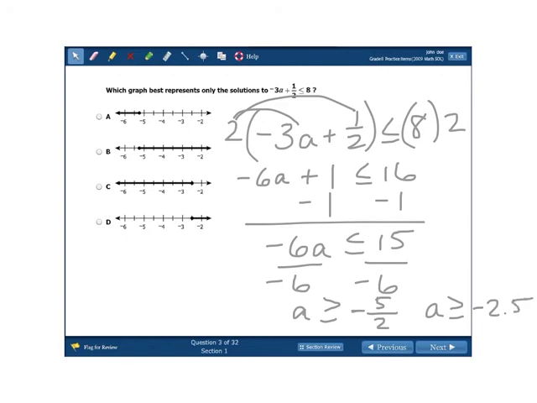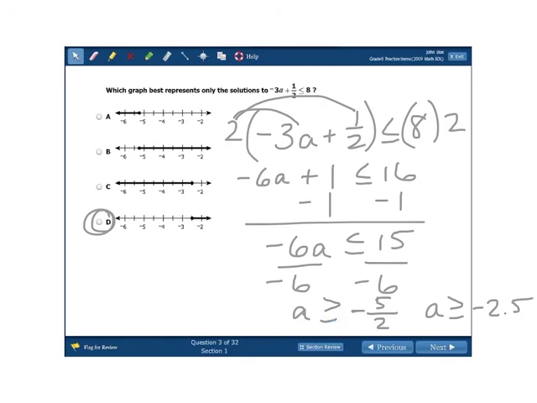So we want to look for the one with a point at negative 2.5. Negative 2.5 is going to be right here, right there, and right here. And we want the one that is greater than. So we want D. And D is the correct answer. If you got C, what was probably your mistake? Symbol flipping. It was probably symbol flipping.